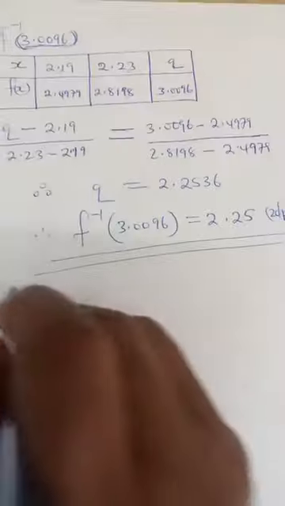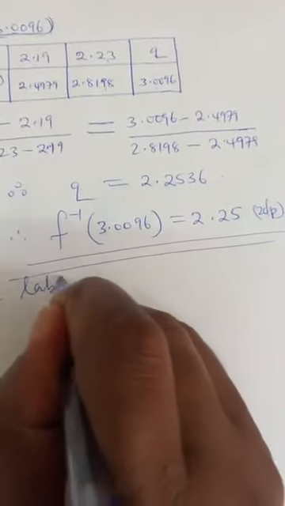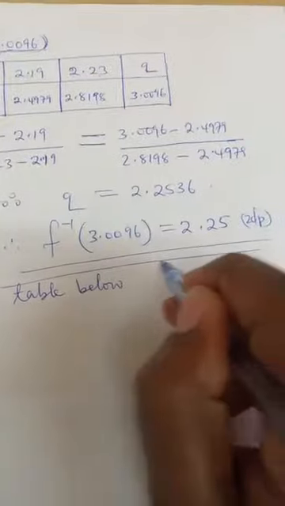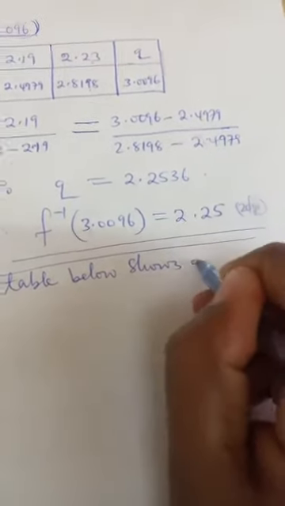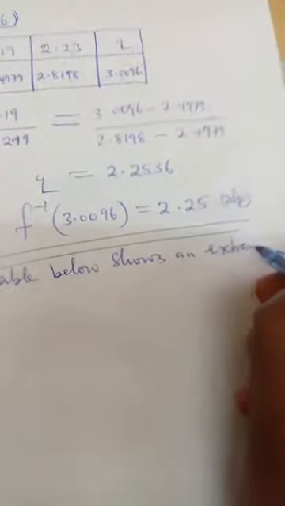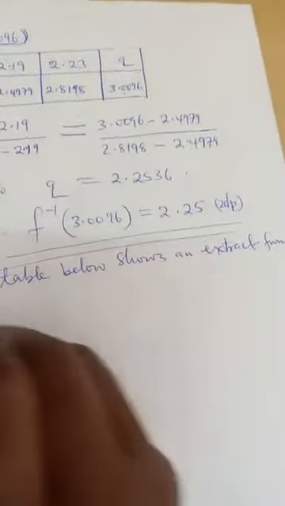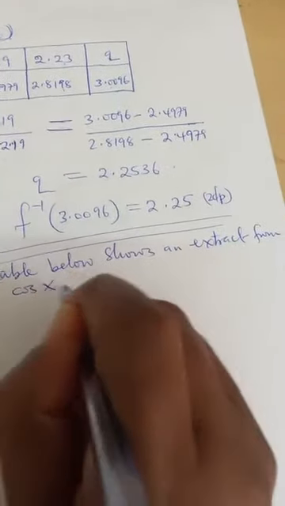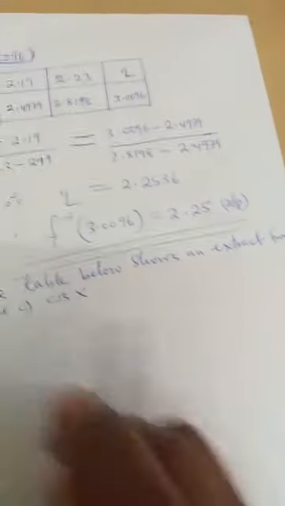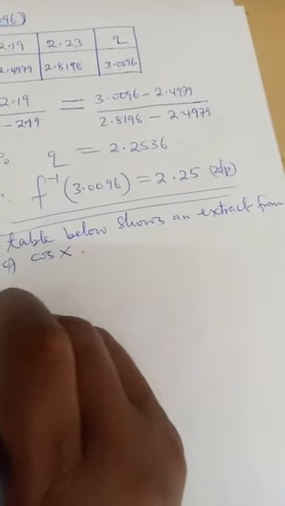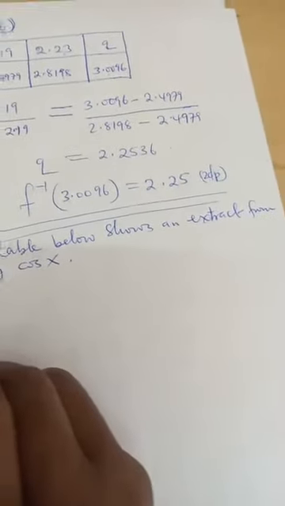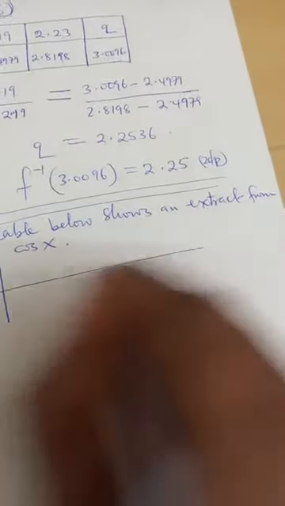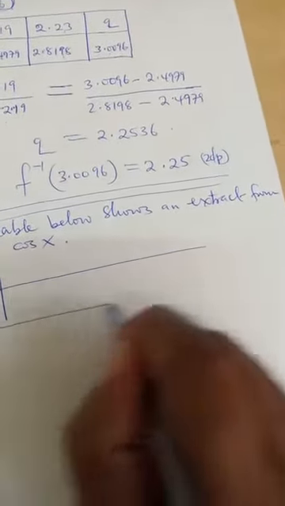Example number 4, the table below shows an extract from tables of cosine of an angle x. The angle x is 80 degrees and its cosine is given with cumulative values, as we shall see.